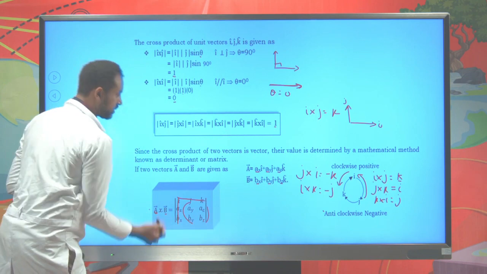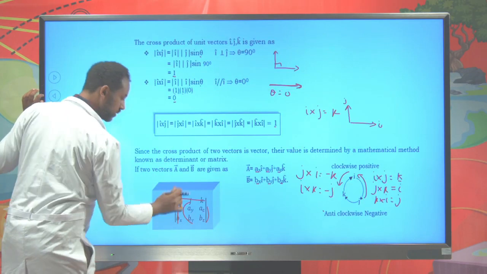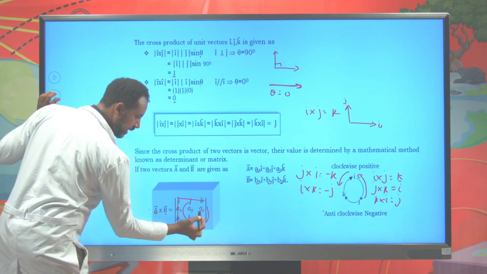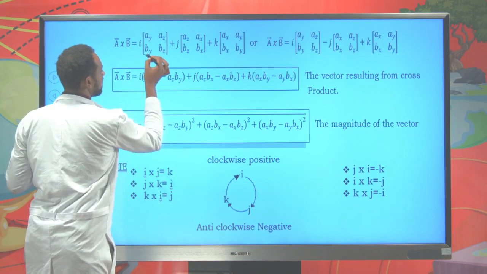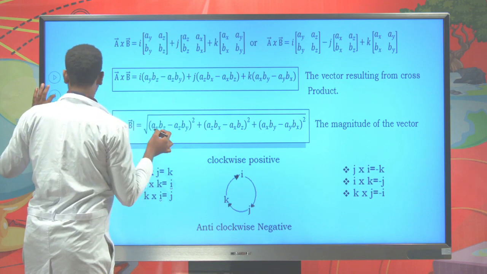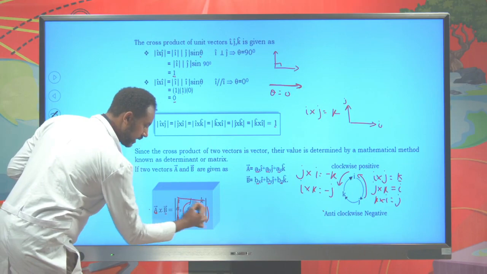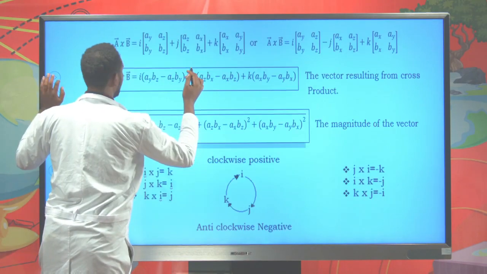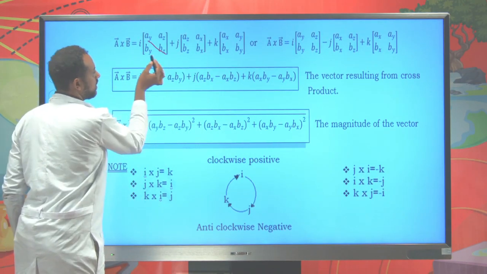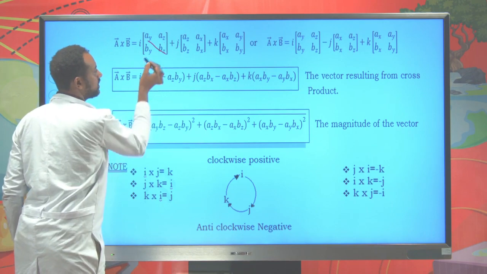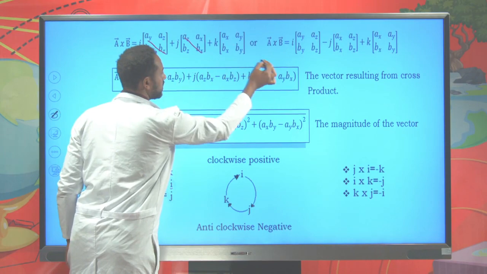Then the matrix method says that first, for i, you should eliminate the i column and row. The result will give you this. If you eliminate those, what is left is ay, by, az, and bz. The other technique is for j: you eliminate the column of j and the row of j. You can find it to be az, bz. And after all, it's possible to multiply these: ay bz minus az by, plus j, az bx minus ax bz, and so on.